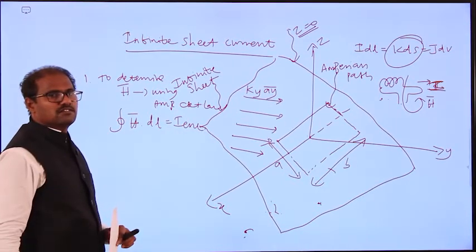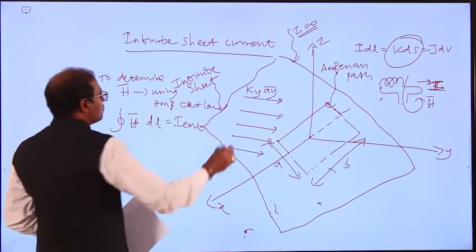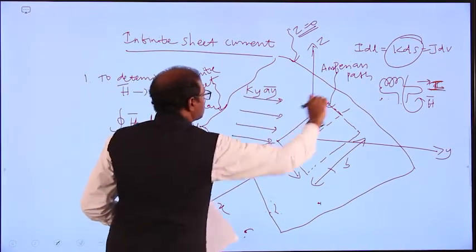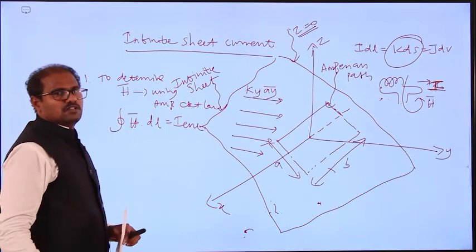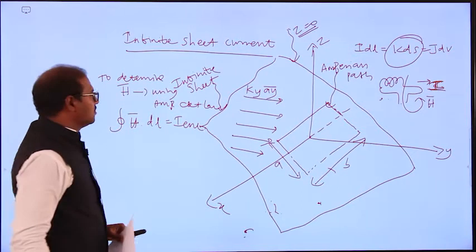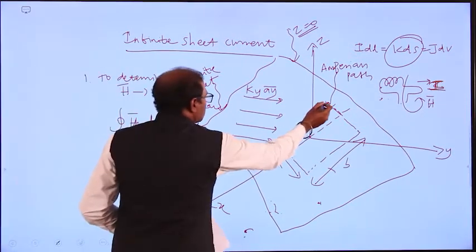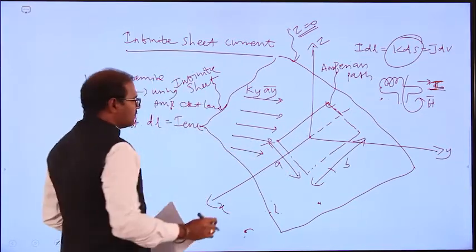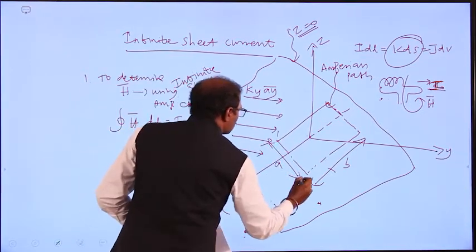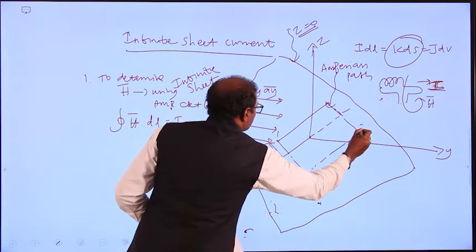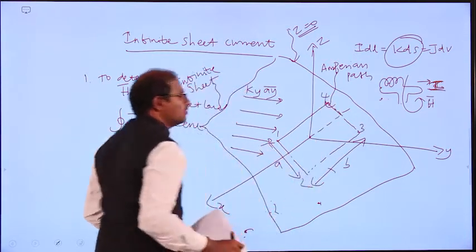Okay, this is our first step. Now, what is the current? Current is moving this side. Okay, current is moving this side. Now, this is called the Ampere path. We can give the path numbers 1, 2, 3, 4.